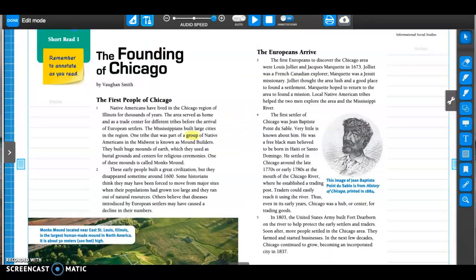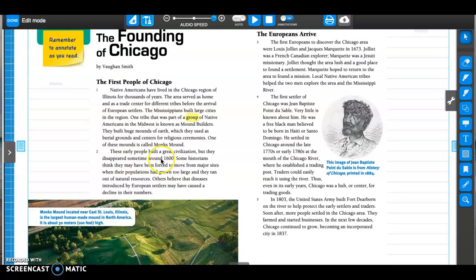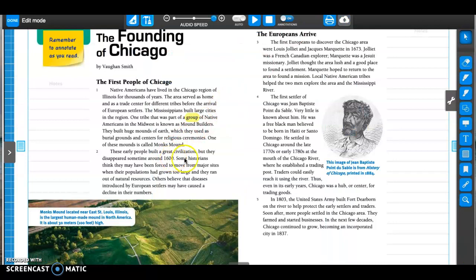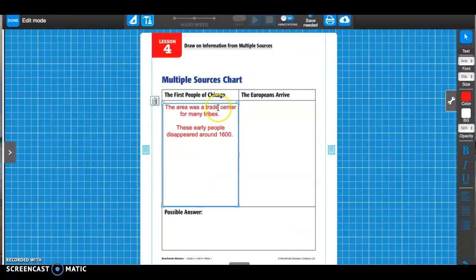Now, in further reading, it's noted that these early people built a great civilization, but they disappeared sometime around 1600. So I'm going to add that these early people, or settlers, disappeared around 1600. Further, I'm going to note the reason that some historians think they may have been forced to move from major sites when their population had grown too large and they ran out of natural resources. That is an important piece that we want to include. You can actually use that as a quotation.